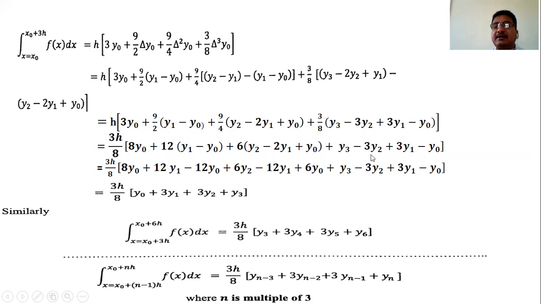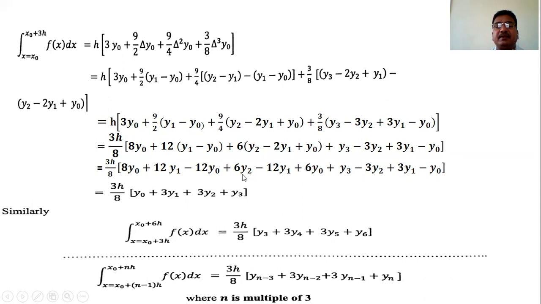So we have this bracket as it is. And then calculate all these, 8y0 and 12 and all these calculations. We have this answer: 3h by 8 times (y0 plus 3y1 plus 3y2 plus y3). Take this 3 by 8 here as common, and then multiply by 8 and divide by 3 in the bracket.